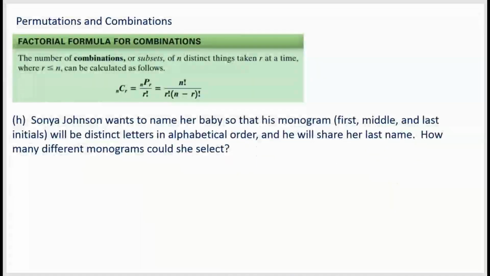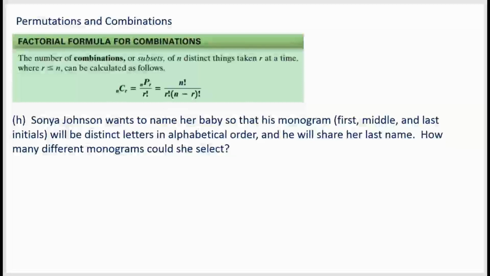Okay, so example H is a problem directly out of the homework from the textbook. It says Sonia Johnson wants to name her baby so that his monogram, first, middle, and last initials, will be distinct letters in alphabetical order. And he will share her last name. How many different monograms could she select?